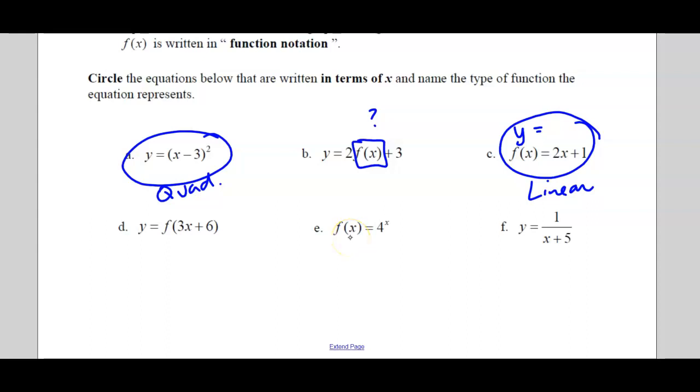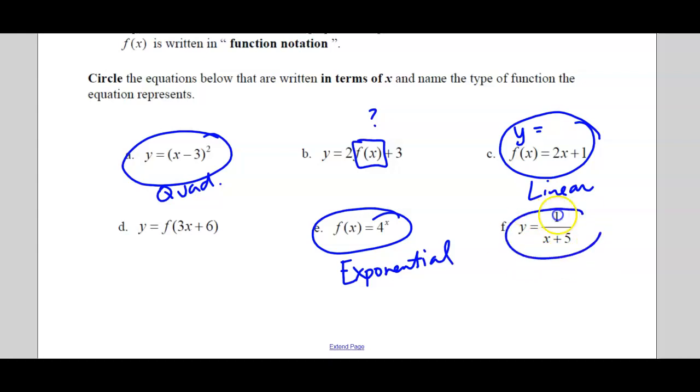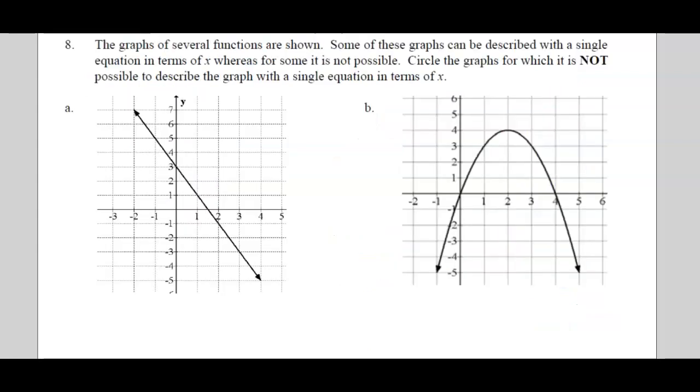Now again, definition, f of x equals 4 to the x. Yeah, that's an exponential. We looked at one of those yesterday, or Friday. And this one, y equals 1 over x plus 5. We did that last year. That's a rational, or we could say it's a reciprocal function of x plus 5, just because it's a 1 on top, but either one of those. Okay, so turn over the page.